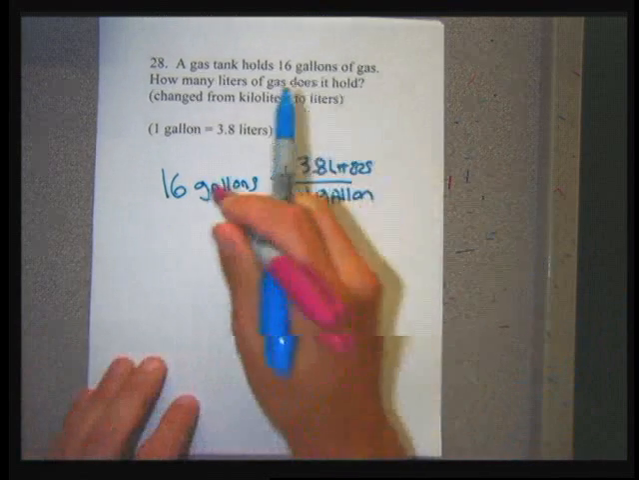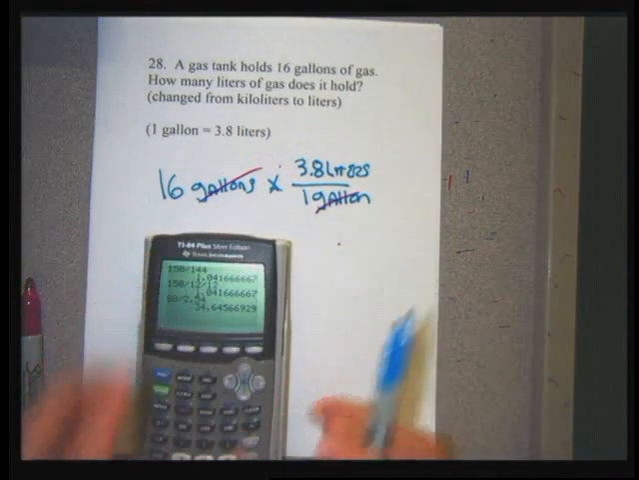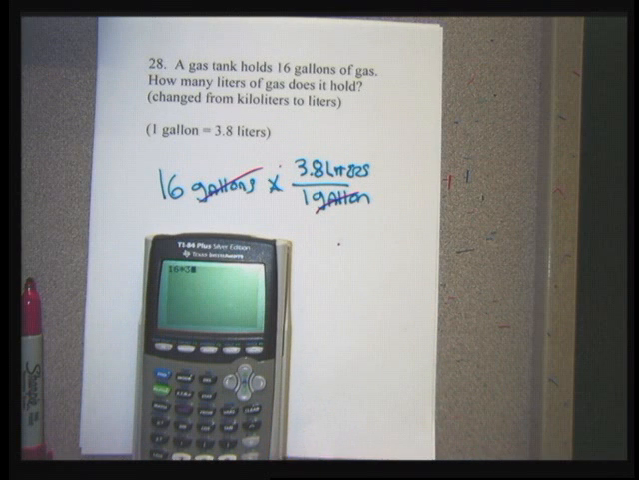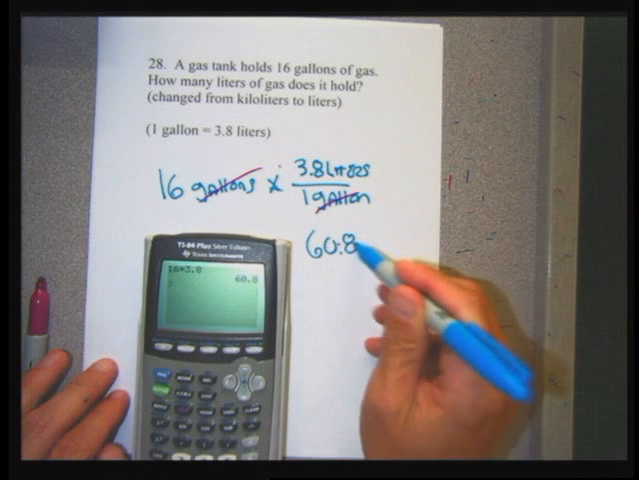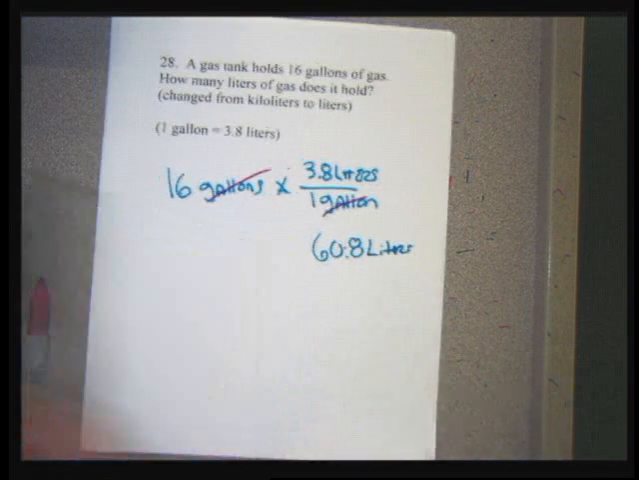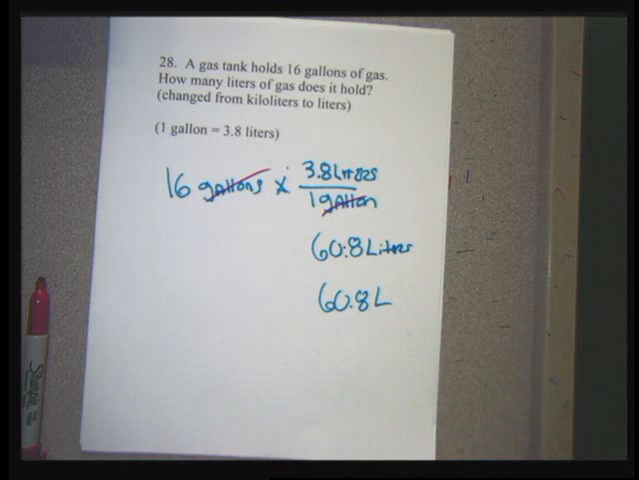My gallons will cancel out, and the 16 and the 3.8, because the 3.8 is not in the bottom, need to be multiplied. 16 times 3.8 is going to be 60.8, and my units are going to be liters. I could just write an L if I abbreviate the liters, or 60.8 with the word liters is fine as well.